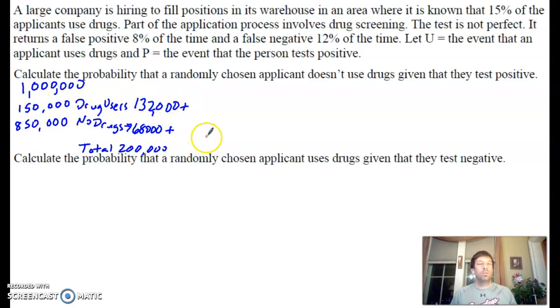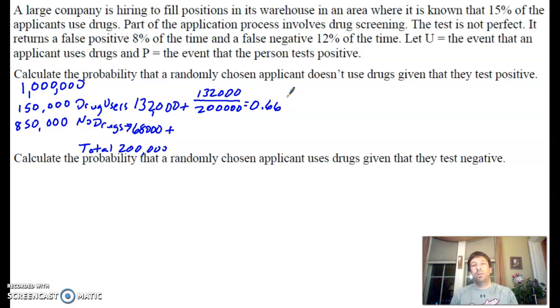Okay, so we've got 200,000 total positive tests. 132,000 come from the drug users. So 132,000 divided by 200,000 gives us 0.66. So we're saying that given a positive drug test, the probability that the person is on drugs is only 66%, or 0.66.